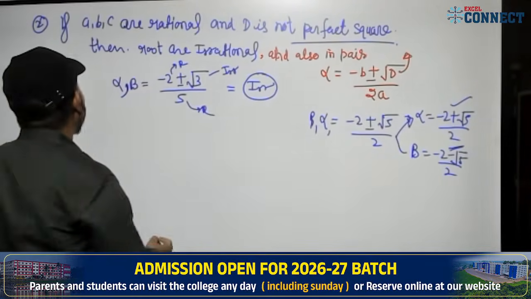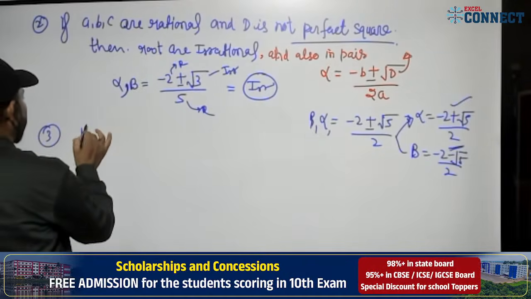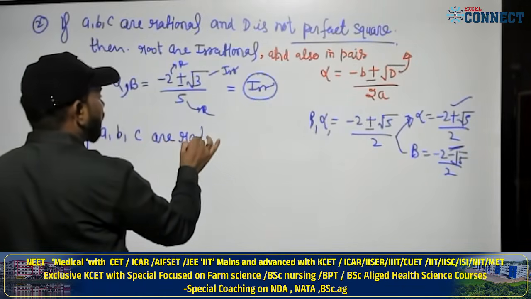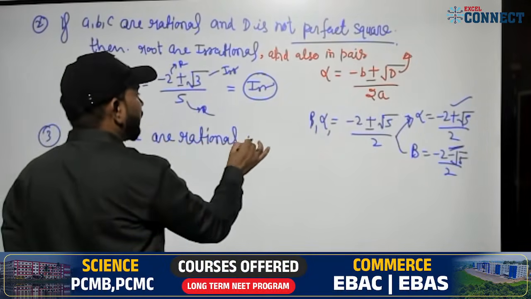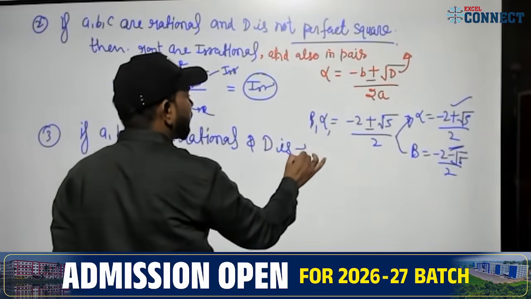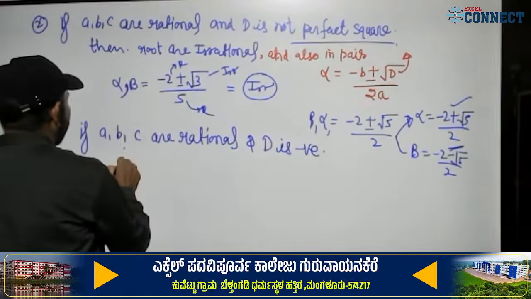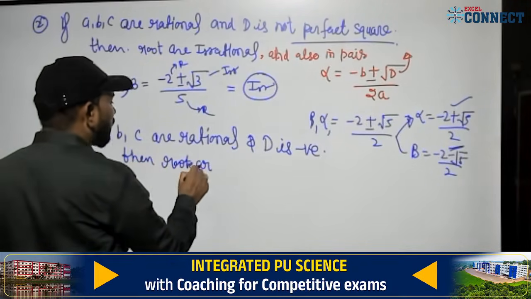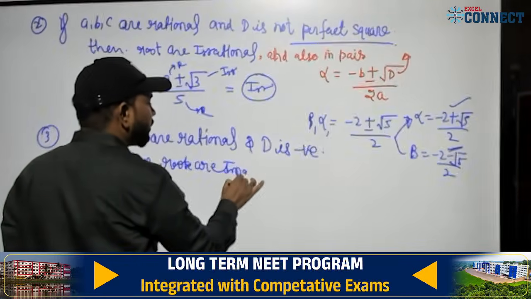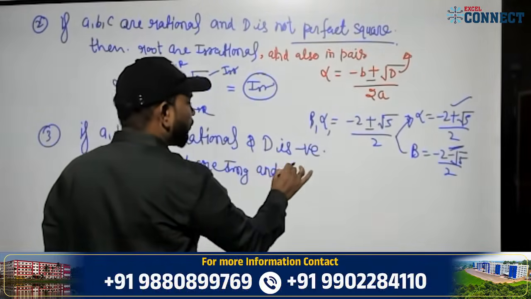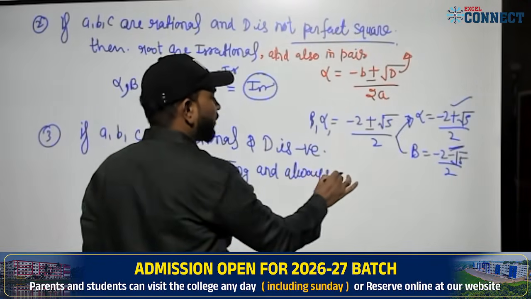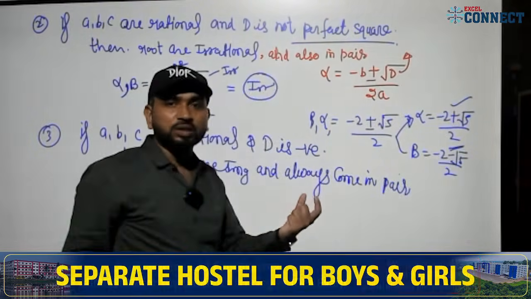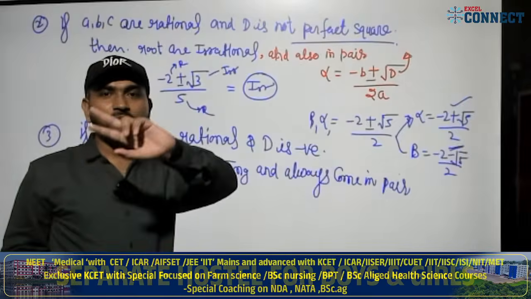One point: if D is negative and a, b, c are rational, then the roots are imaginary and always come in pairs. These two roots are actually a couple here. Without one, the other is not going.